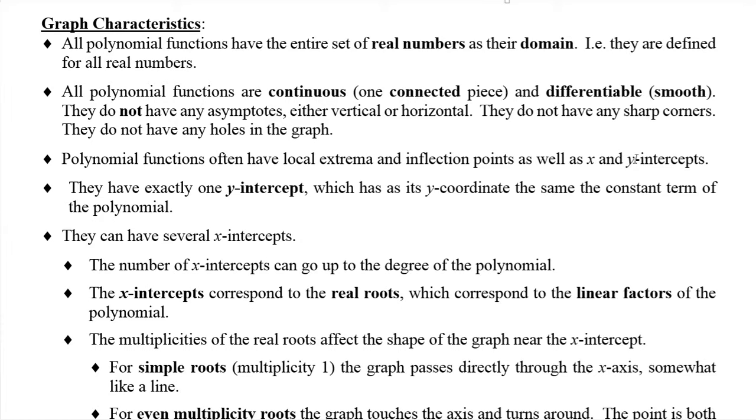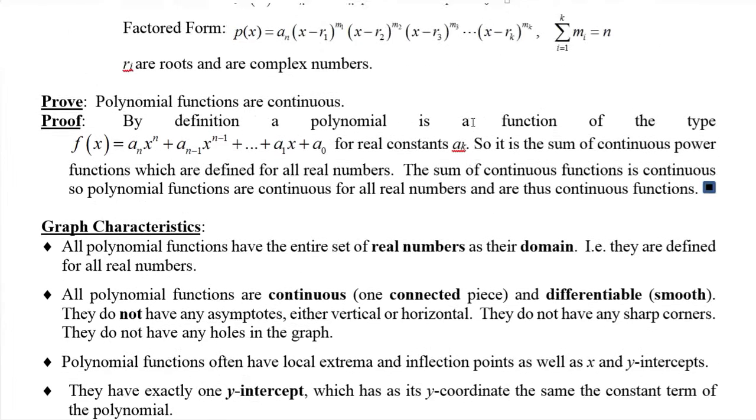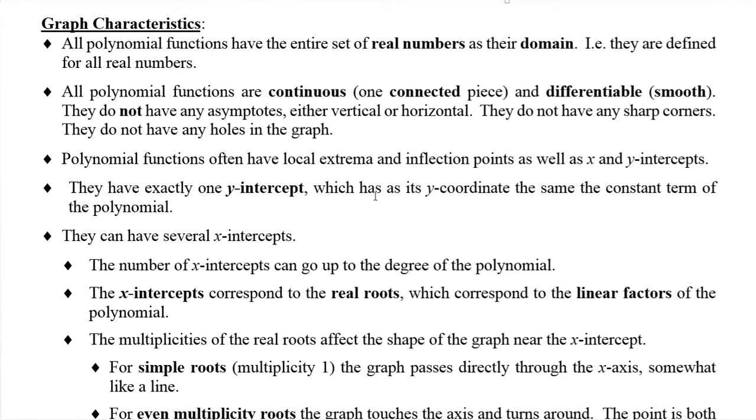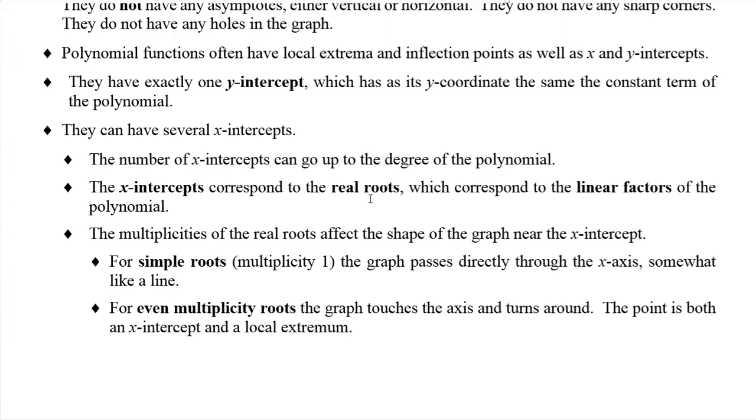They always have exactly one y-intercept, and they might have several x-intercepts. Its y-coordinate, as I said, is the same as this constant term right up here. The number of x-intercepts goes up with the degree of the polynomial, so the number of x-intercepts can go up to the degree of the polynomial.